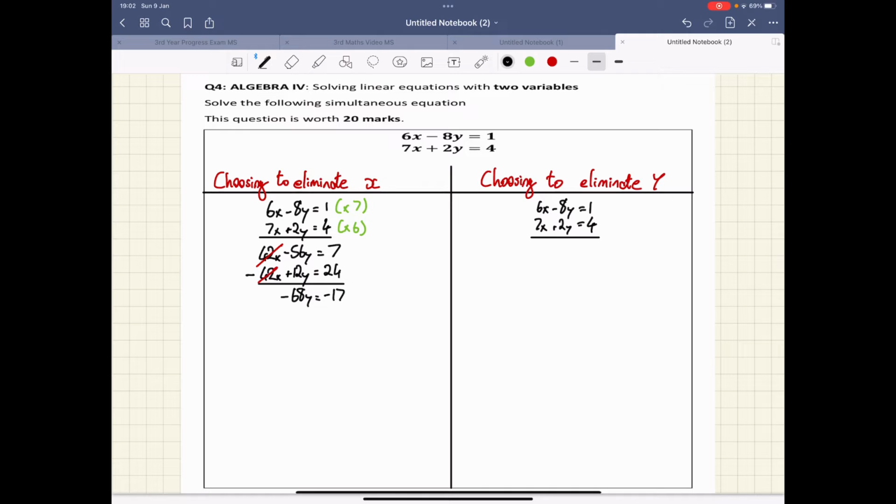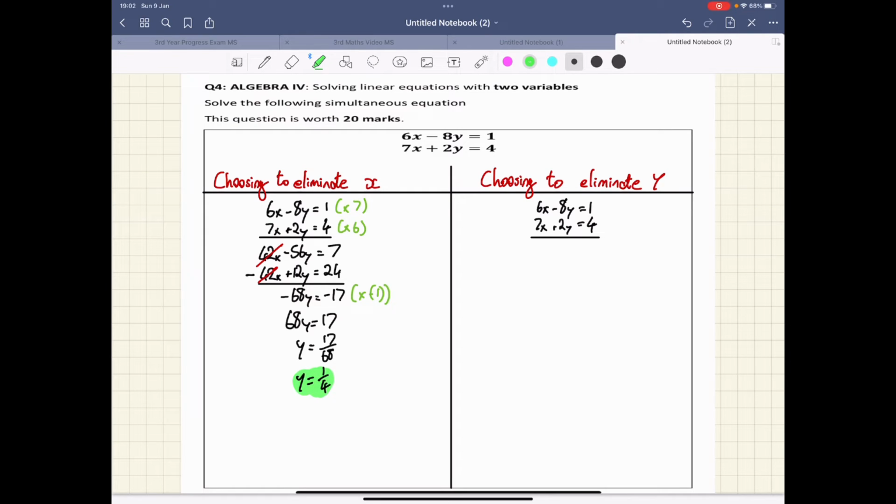Look, both of these are negative, so the first thing I'll do is multiply by minus 1. That way I get 68y is equal to 17. y is going to equal 17 divided by 68. 17 divided by 68 gives me a quarter. So we've gotten our first variable, which is y is equal to a quarter.